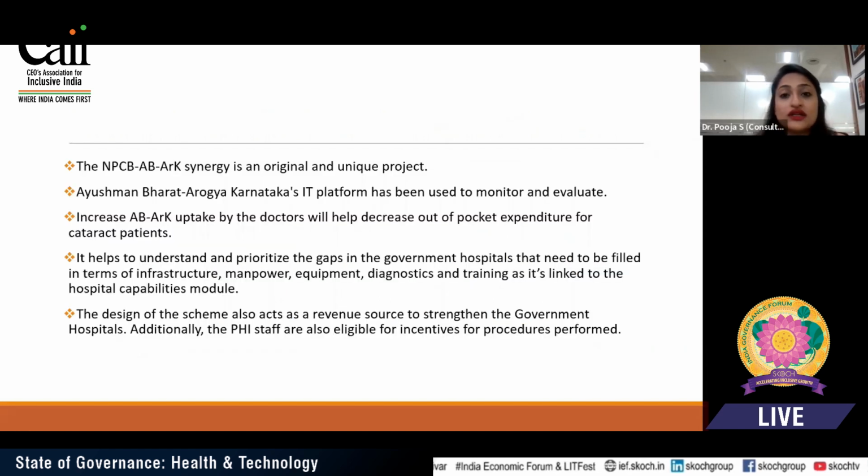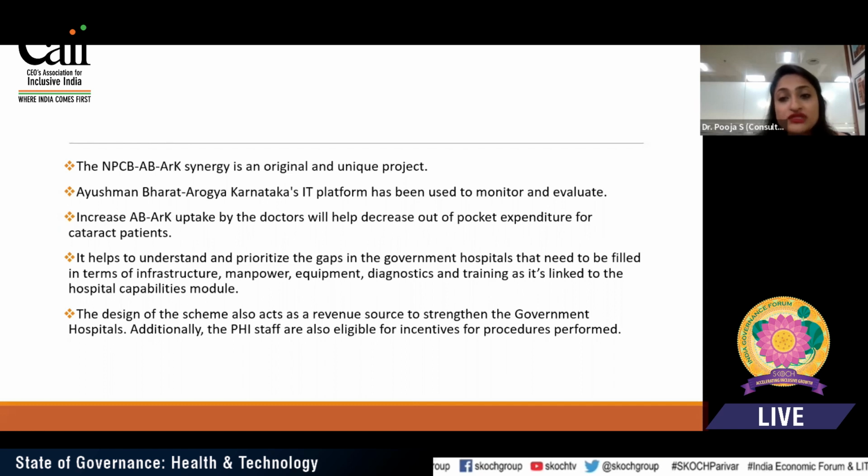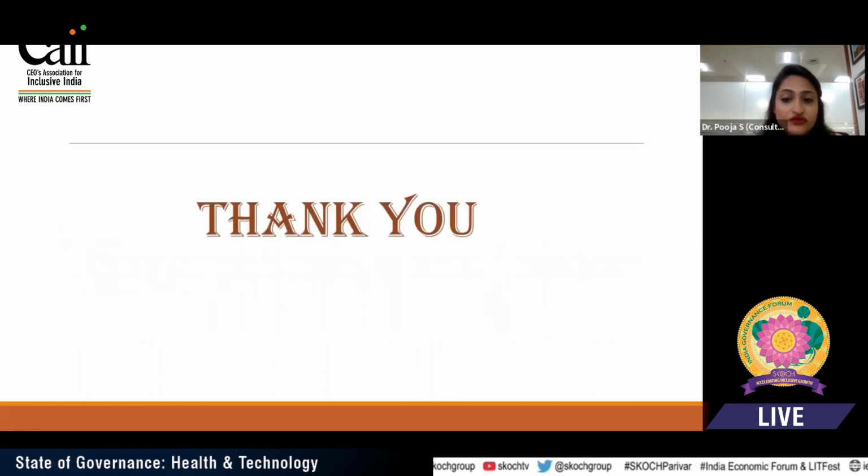Next slide, please. What are the main benefits of this integration and how is it unique? First of all, the integration of NPCB with ABARK is one of its kind in the state and has not been implemented anywhere across the country. Second, to ensure that there is no misuse or data duplication, we have ABARK's IT platform, which provides us all the data. By this, we're reducing the out-of-pocket expenditure as well as understanding the gaps in government hospitals. And as we're providing additional incentives for the doctors performing these procedures, there are improved outcomes of the procedure. At the end, overall, this will definitely strengthen the government systems as well as the health system. Thank you, sir. With this, I would like to conclude. If you have any doubts, I'm open.